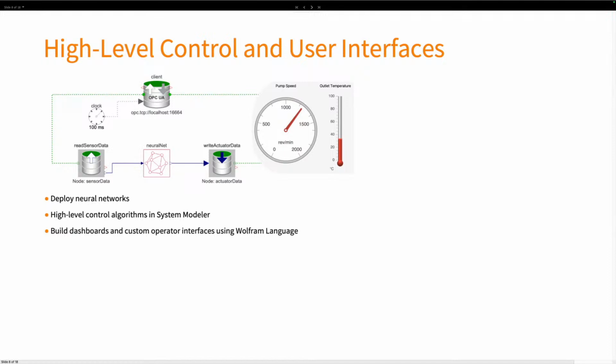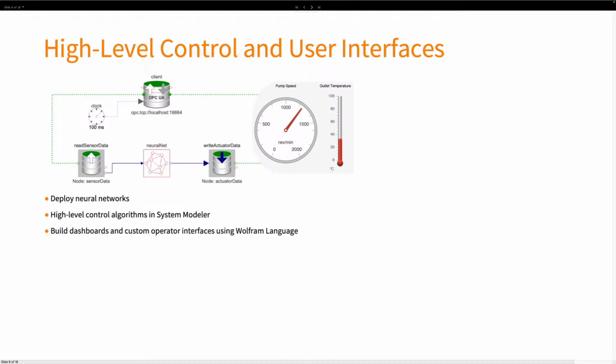So what's the point of training a neural network unless we can put it to good use? So we can take the trained network and import it into System Modeler. With our model running in real time and connected to the system, we can feed sensor data into the neural network and use the output to control the system, thereby running the neural network against the real system in real time.